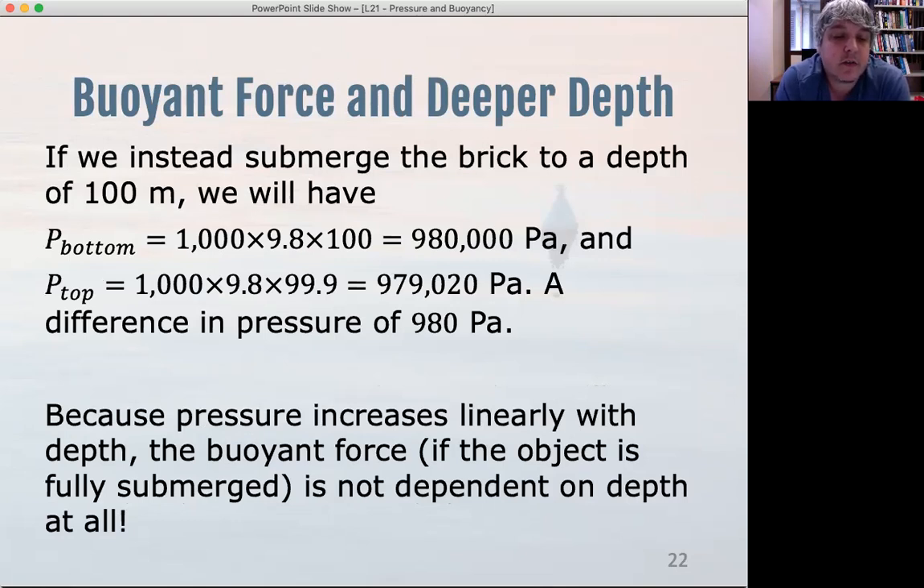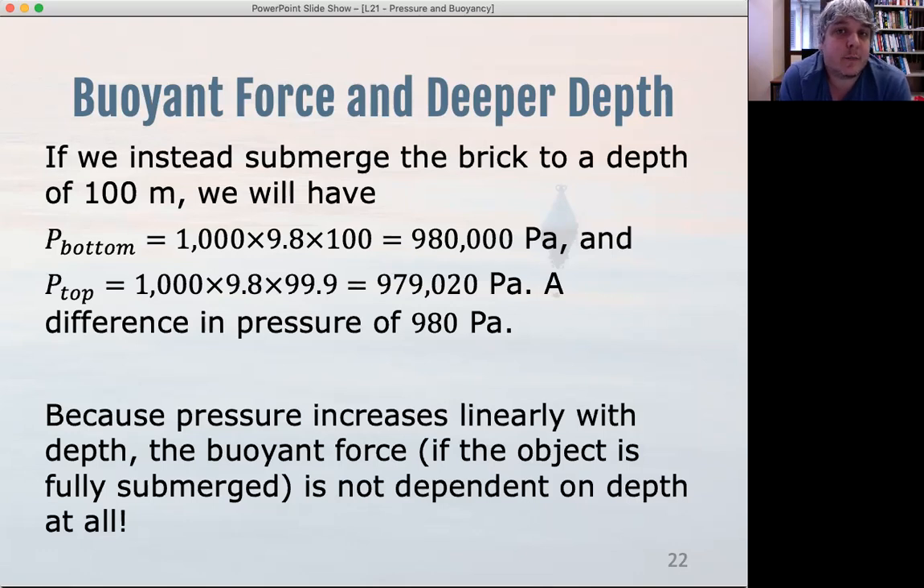So the pressure increases linearly with depth, so therefore buoyant force doesn't care about how deep the object is submerged. It only cares about the volume of the object. I do expect you to grasp that concept, the idea that the depth doesn't actually matter, just the volume of the object and the density of the fluid, because it's the difference in pressure between the top and bottom of the object that actually matters, not the total pressure. However, I will add in a little caveat.